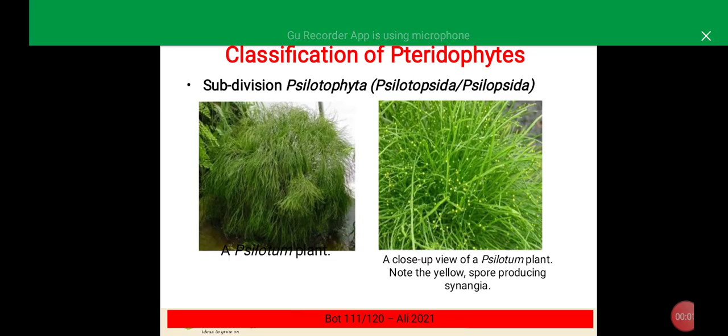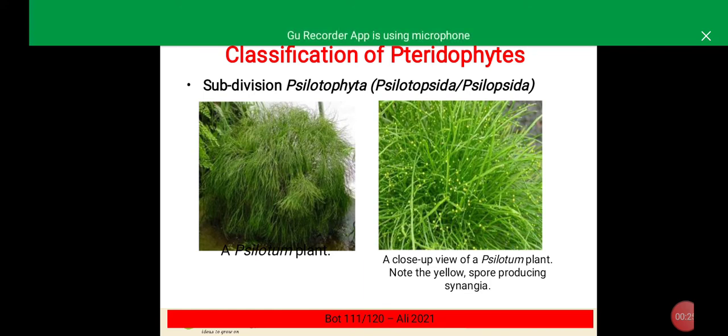Welcome back to our lecture 2. General Botany is our course title, don't forget, and the course code is BOT 120. Therefore, in our last lecture, the first lecture, we talked about the division Pteridophyta.